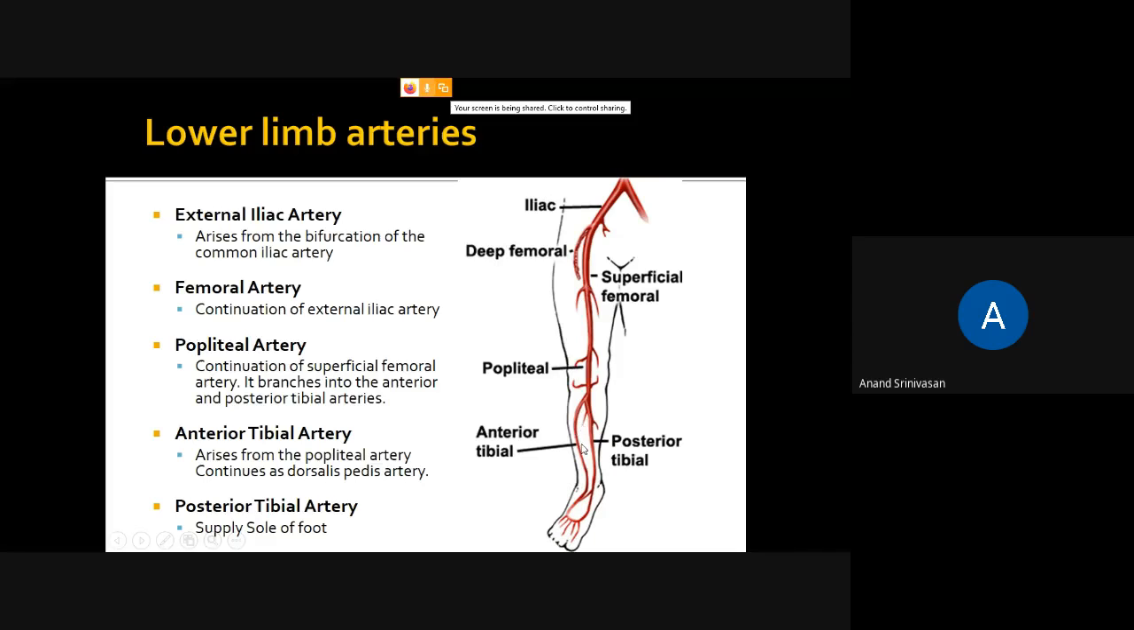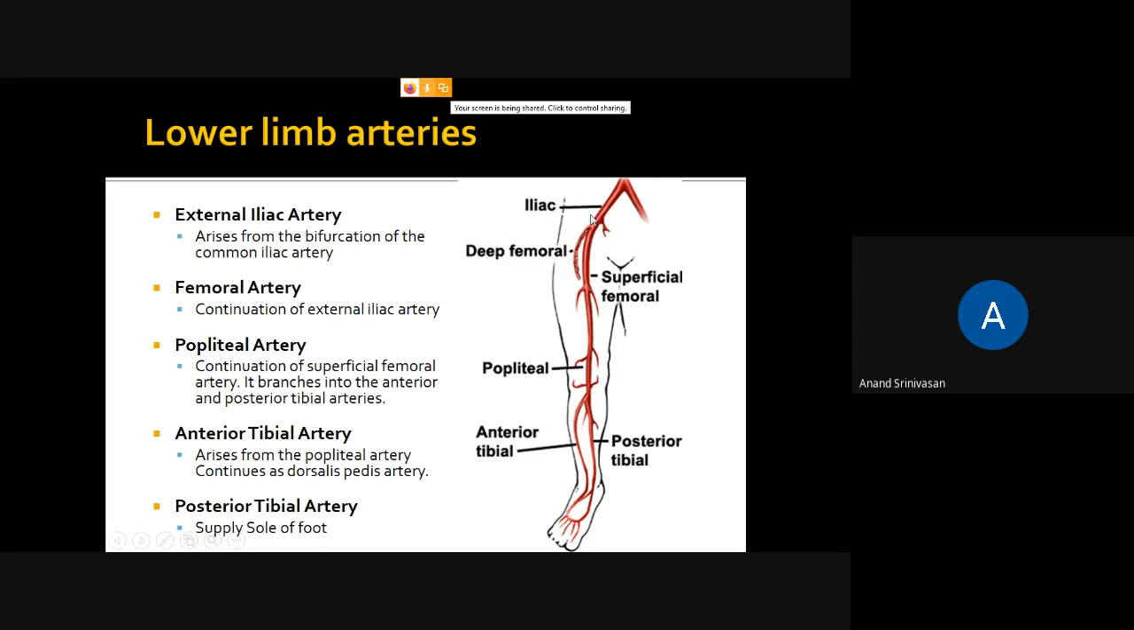Now from the anterior tibial artery, there are certain branches in the foot on the anterior aspect, on the dorsal aspect of the foot, which is called the dorsalis pedis artery.